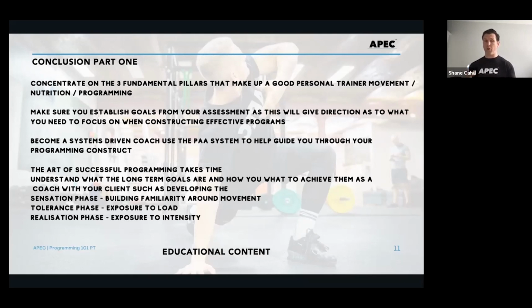The art of successful programming takes time. Understand what the long-term goals are and how you want to achieve them as a coach with your clients, such as developing the sensation phase, where you're building familiarity around movement, the tolerance phase, where you're building exposure to load, and then the realization phase, where you're building exposure to intensity. So you'll start to see that inverse relationship between load, which is high repetitions, and intensity, which is total weight lifted.